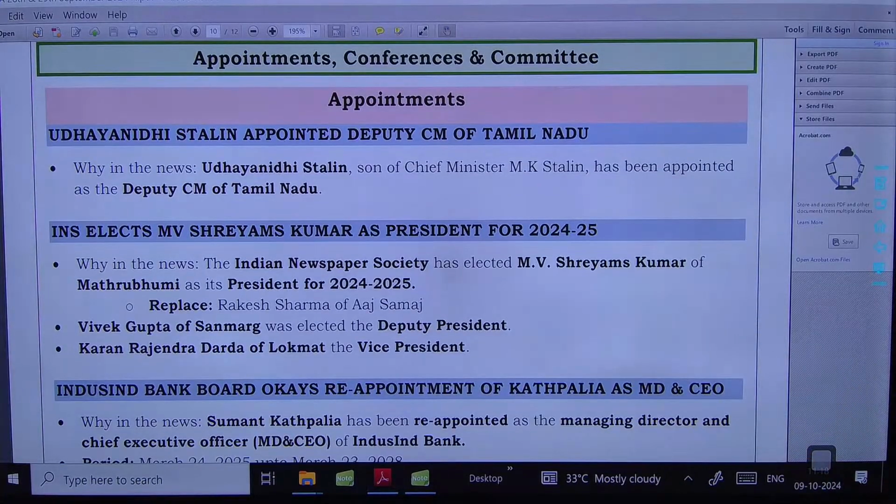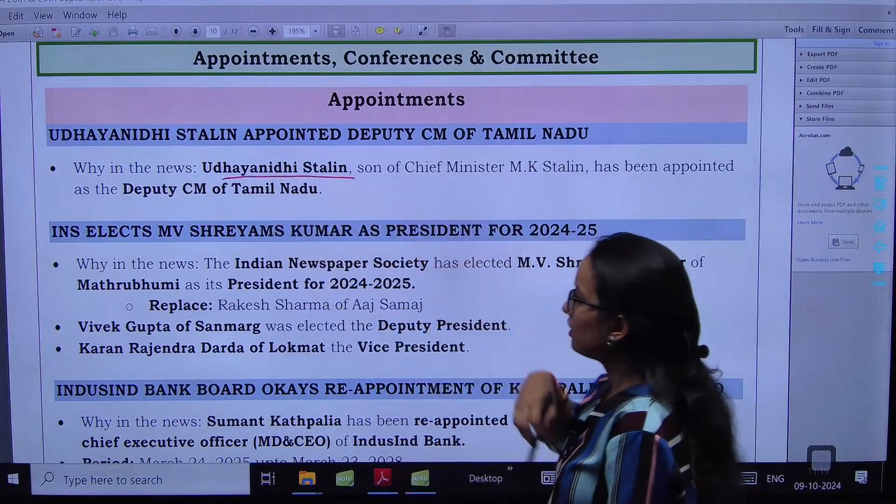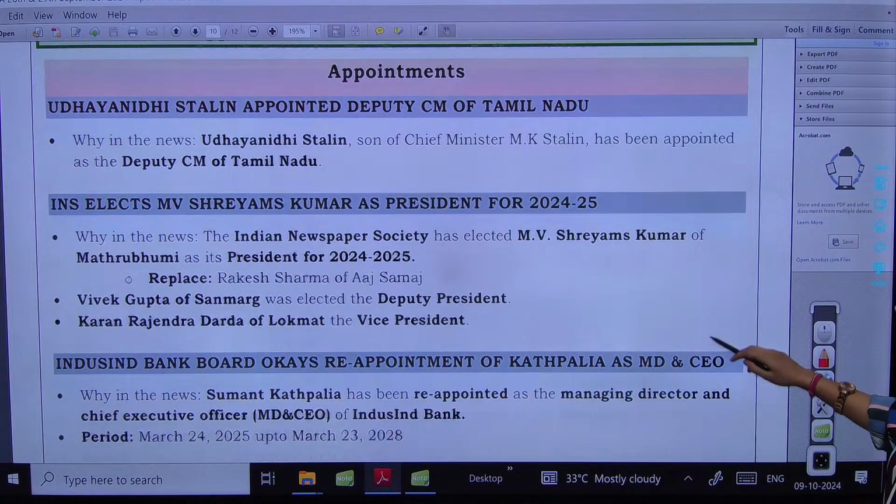Then you have the appointments in conferences and committees. So in the appointments you have Udayanidhi Stellan, son of CM M.K. Stalin, has been appointed as Deputy CM of Tamil Nadu. So remember, Udayanidhi Stellan appointed as Deputy CM of Tamil Nadu.